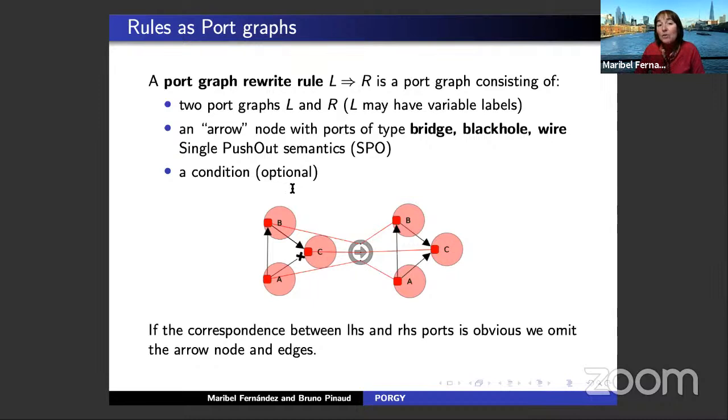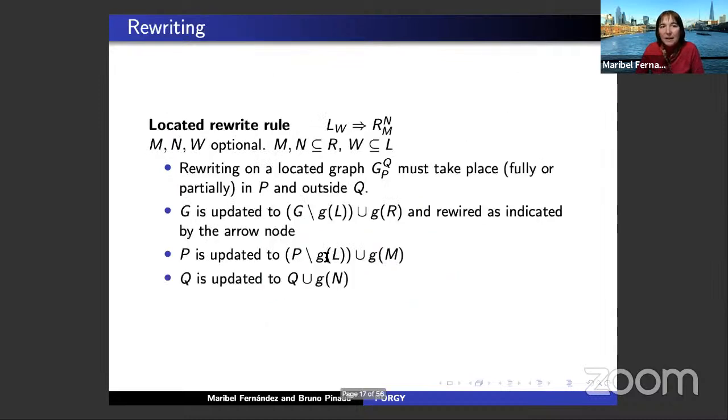And also there are conditions that we can put in the rules in the graph. Visually, we can see them here. For example, this cross here means that to apply the rule, we cannot have an edge between these two ports. Okay, so it's a form of conditional rewriting.